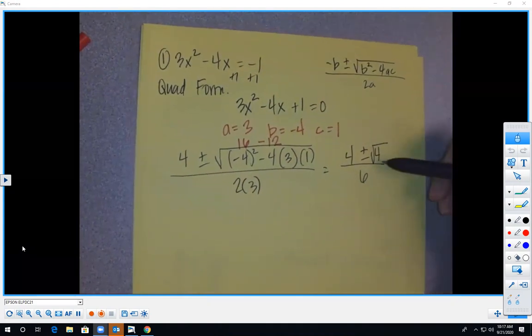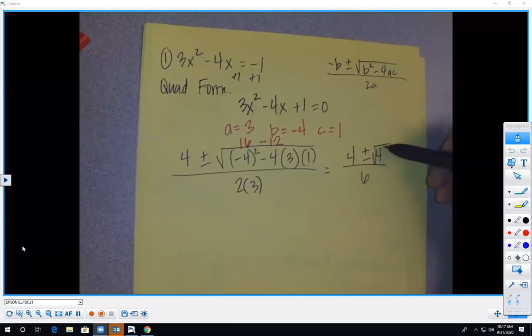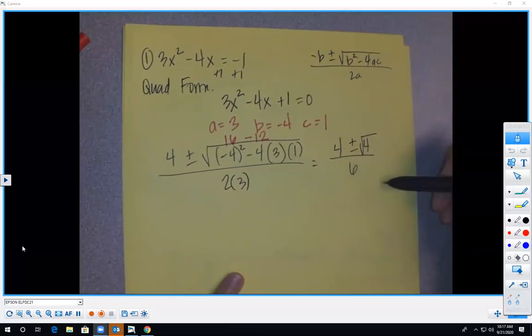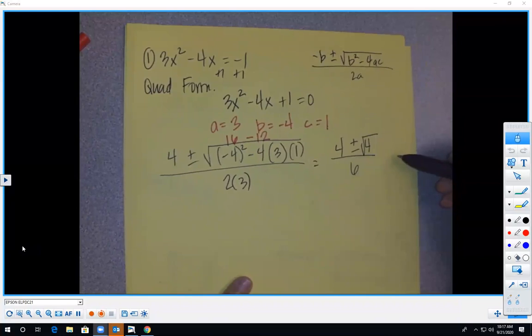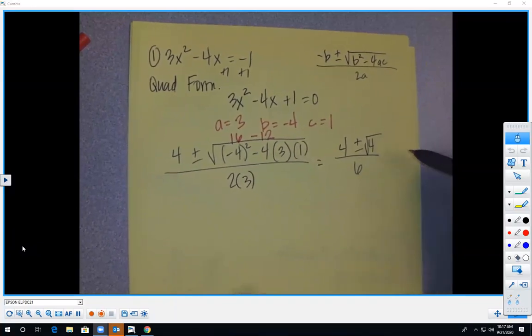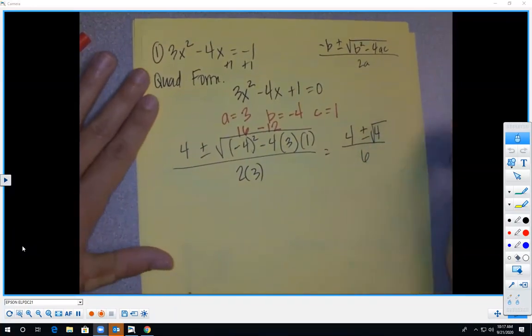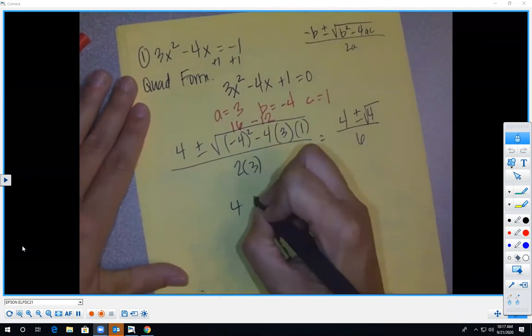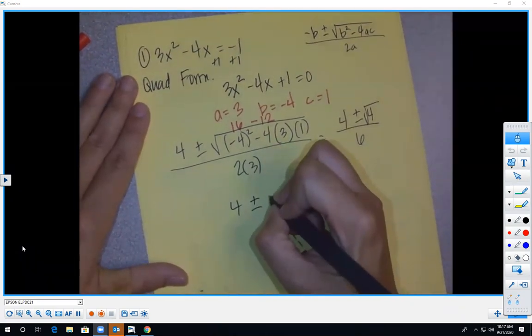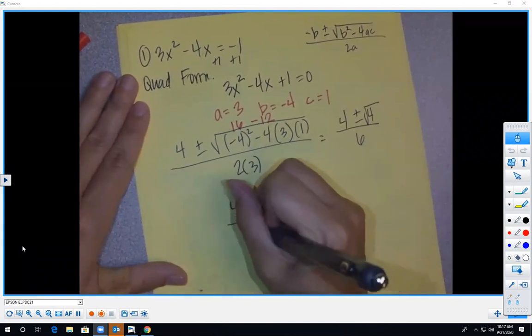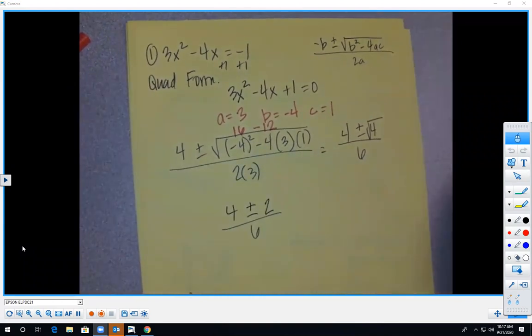Can I take the square root of 4? Yes, if you can, you go ahead. If you can't, you see if you can simplify it, leave it like that as your answer, right? Or if it had a negative in it, pull out the negative as an i. Okay, in this case, we can take the square root of 4. What is the square root of 4? 2, good job. So 4 plus or minus 2 divided by 6.